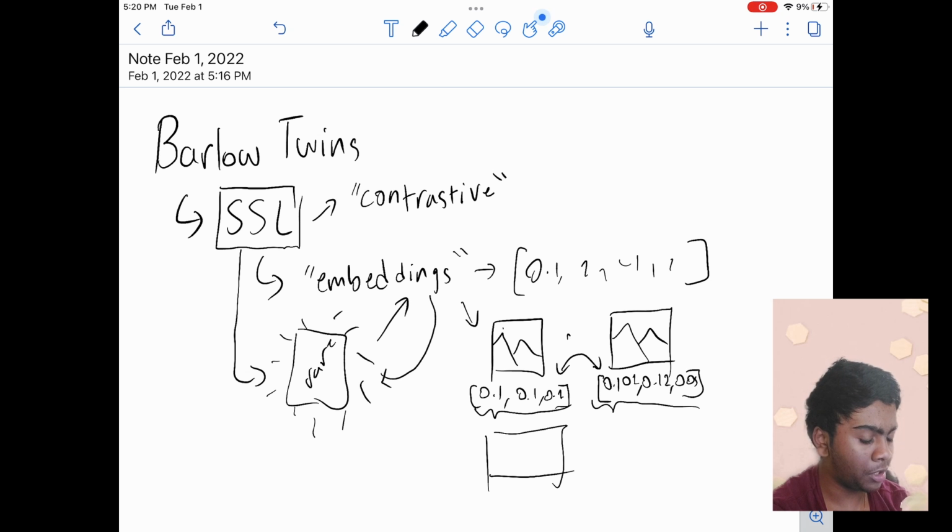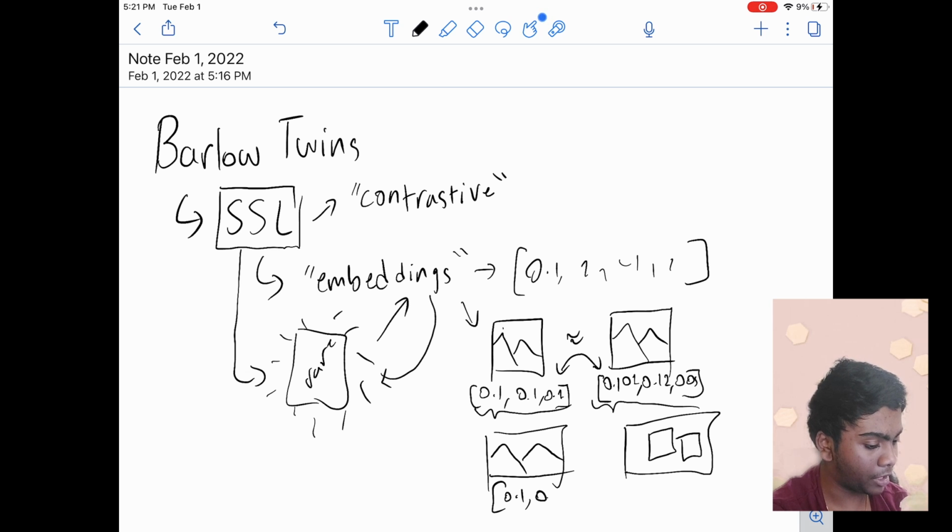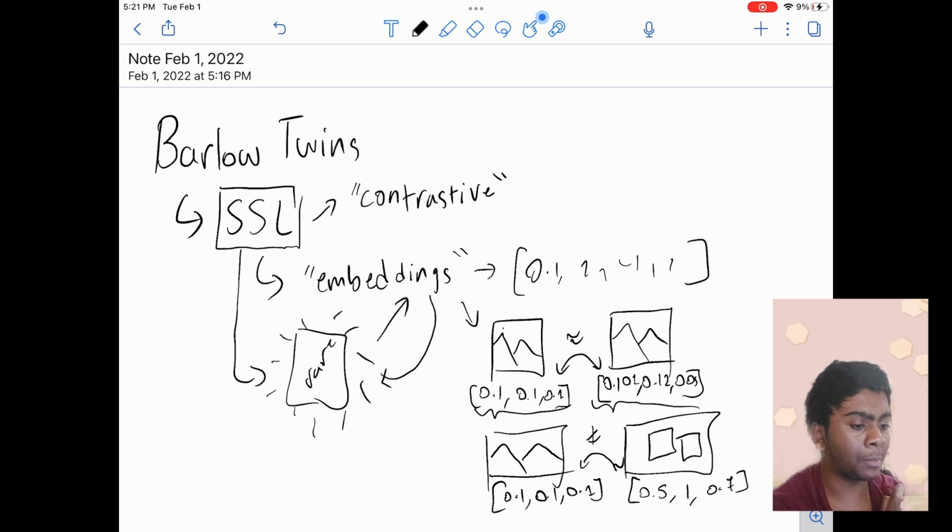But if our images are different, we will have different embeddings. As you can see, these two embeddings look much different than these two, right? And so that's the point of contrastive learning.